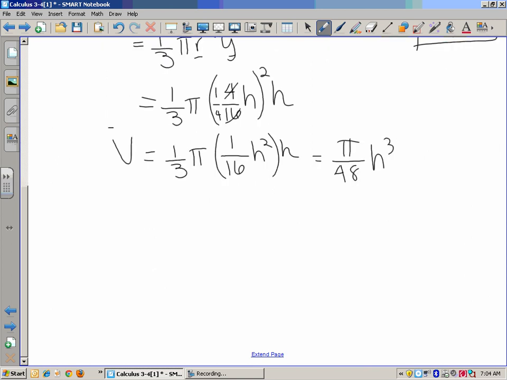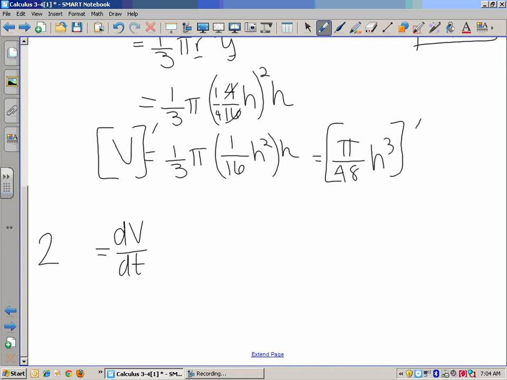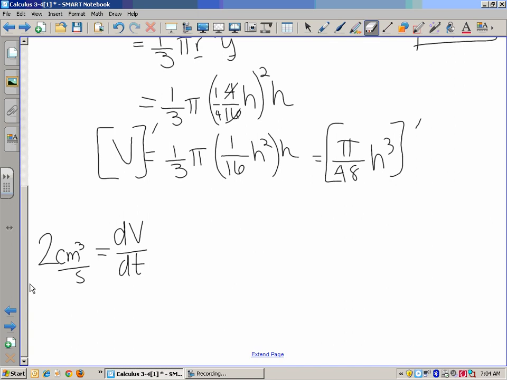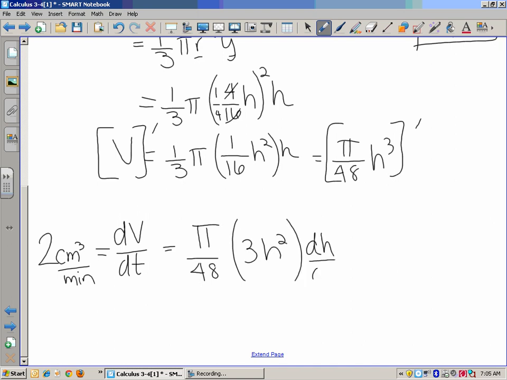So I want to take the derivative of the left and the derivative of the right. The derivative of the left is going to be dV/dt, which remember, earlier they told me was a constant 2 cubic centimeters per second, per minute. Let me reread. Per minute, Ms. Collins, per minute. Don't screw up your units. And then I want to take the derivative of the other side. That's a constant, so I'm going to pull it out front. 3h squared dh/dt.